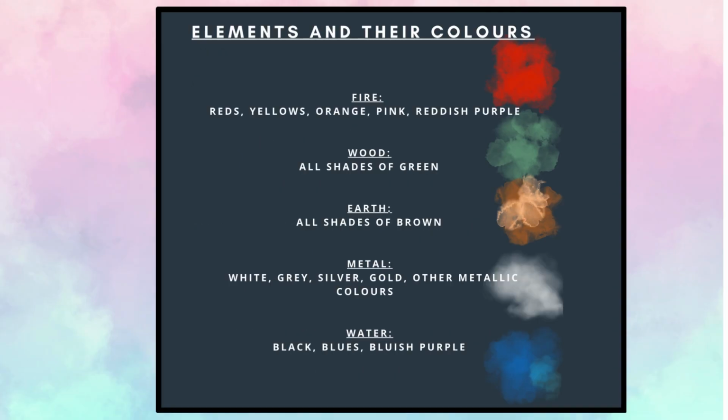And again, I've also included the colors so you can take a look. Fire is the red, the orange, the pinks. The wood element is all shades of green. The earth element is shades of brown. The metal element is the whites, your grays, your metallic colors. And the water element is, of course, the blues, blue-purples, and even the blacks.